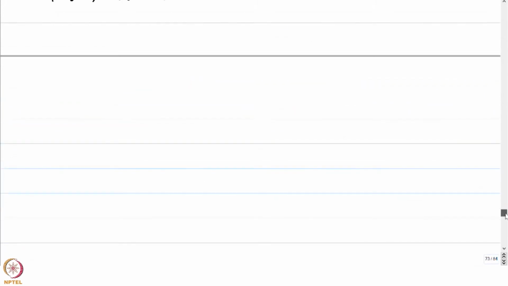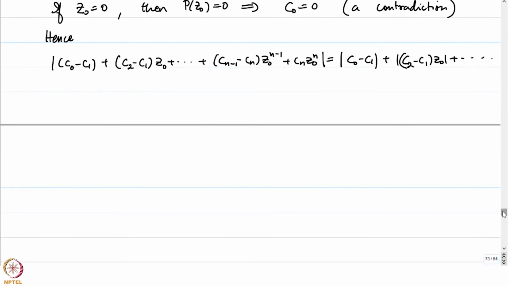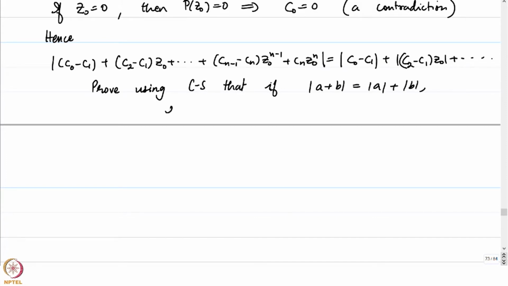And at this point, let me recall something from your course on linear algebra, which says, prove using Cauchy-Schwarz that if mod of a plus b is equal to mod of a plus mod of b, then a is equal to lambda times b for lambda in R. It's actually a straightforward check. You should sit down and prove it using Cauchy-Schwarz.